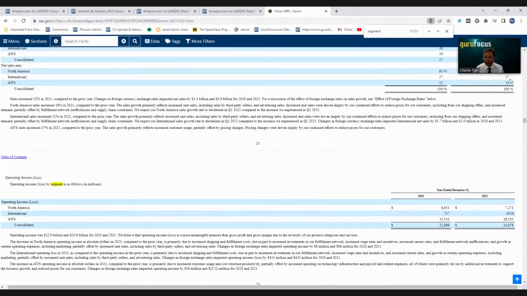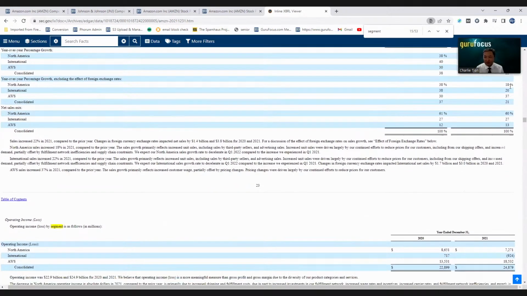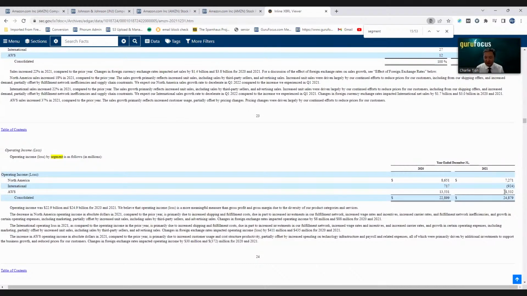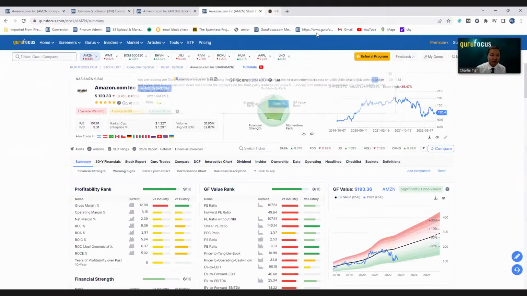Sales were 27%, I think. But the profit is mostly from AWS. It's 18 billion. And you can find it here in the SEC filing of the Amazon 10-K. So it's very easy to do. If you start with the SEC filing link here, it's really simple to do.